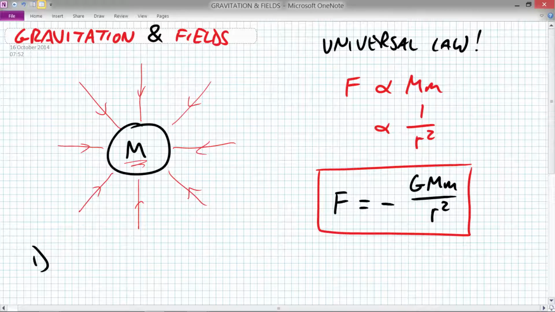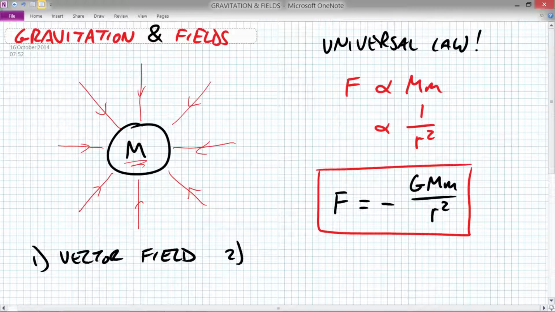So from our vector field, so I'll just write this is a vector field. From it, we can tell, number 2, that gravitation is always acting radially, so field lines are radial.